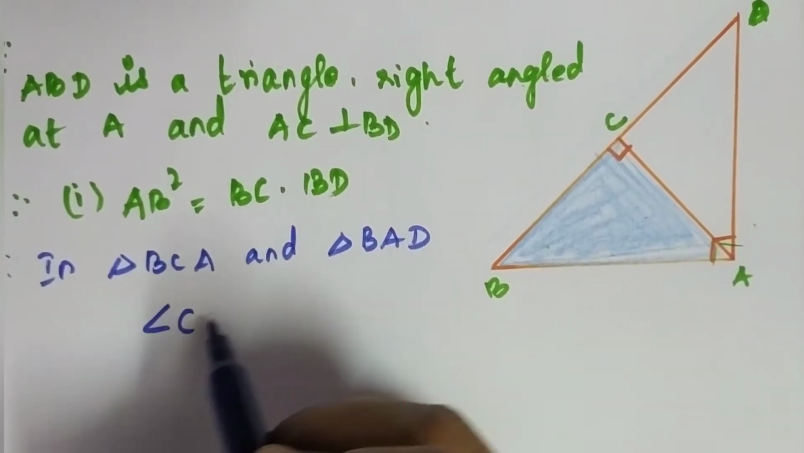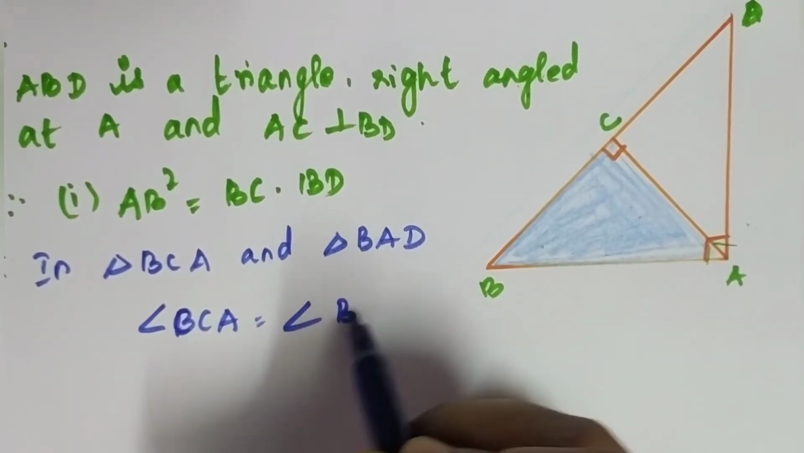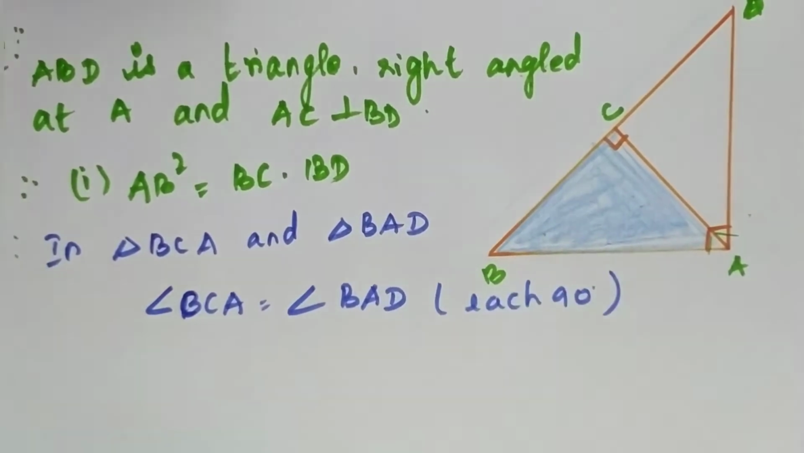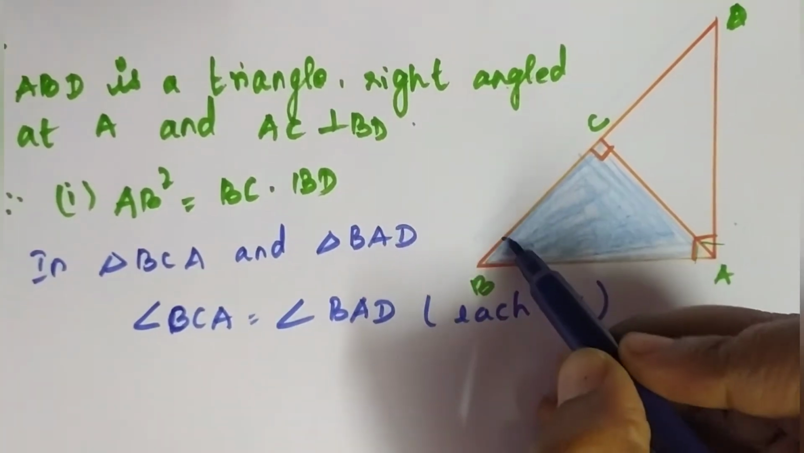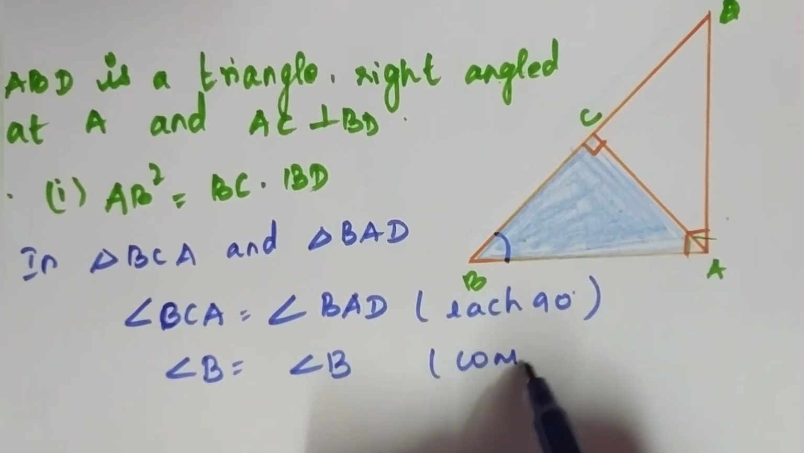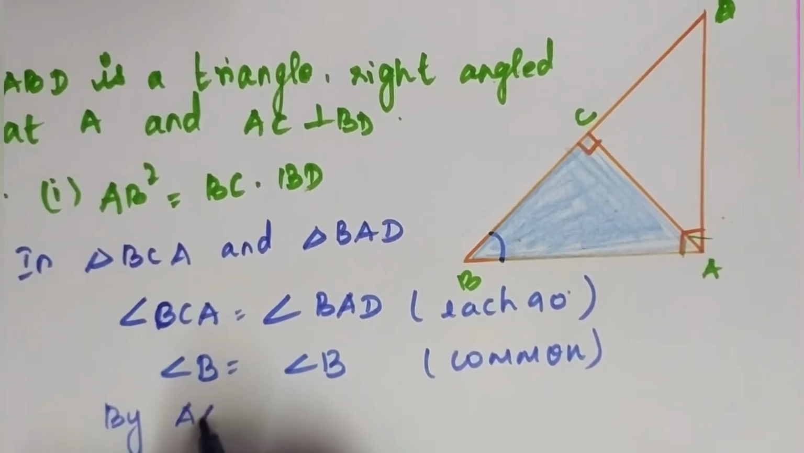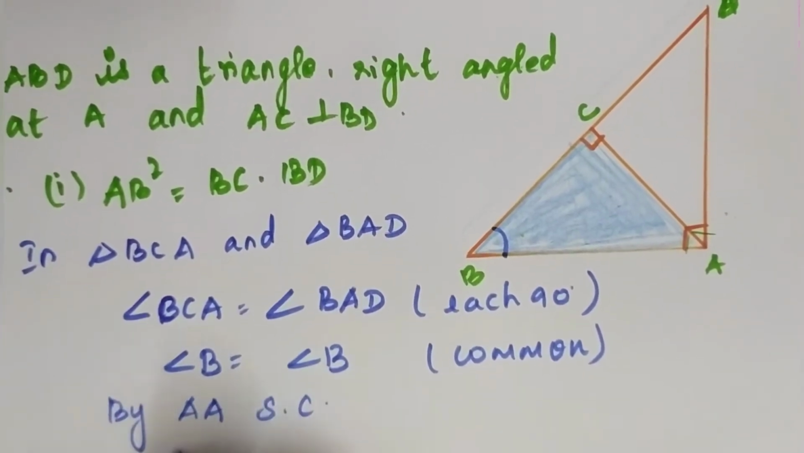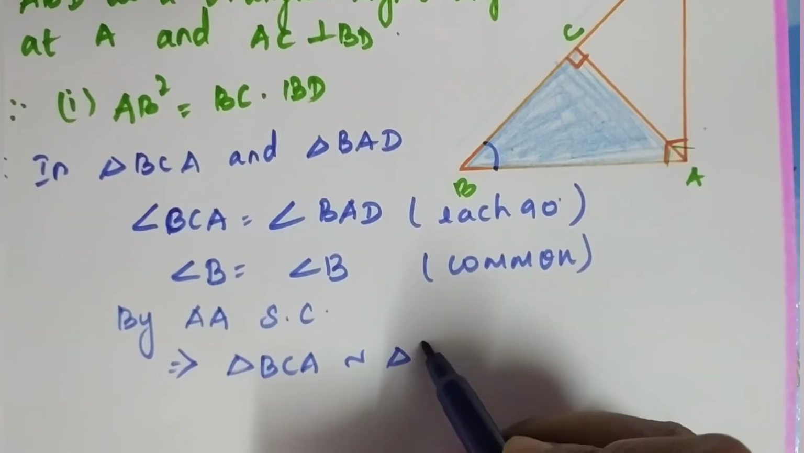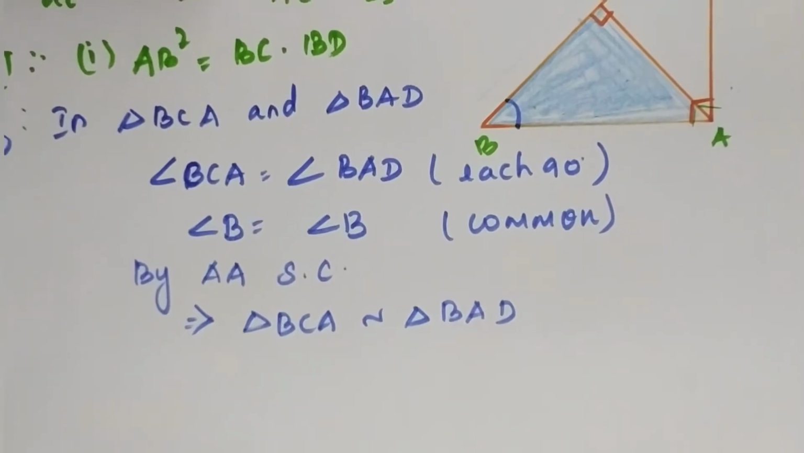Angle C, that is BCA, and here the angle is BAD, each 90 degree. And then angle B is common. Angle B is equal to angle B, that is common. Therefore, by AA similarity criteria, we can tell that the triangle BCA is similar to the triangle BAD. We say that the two triangles are similar.